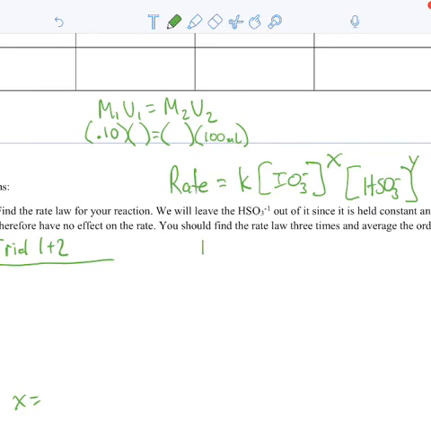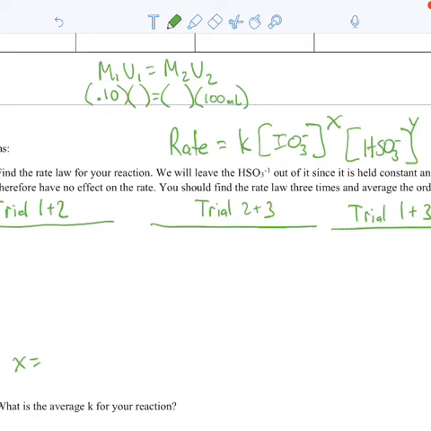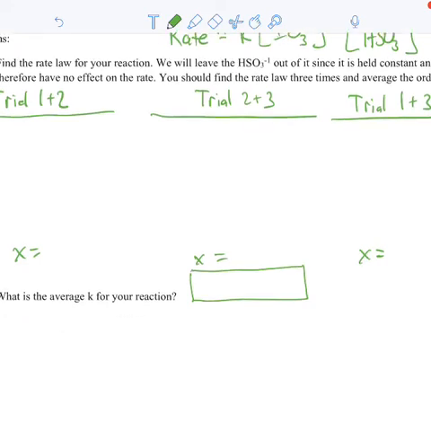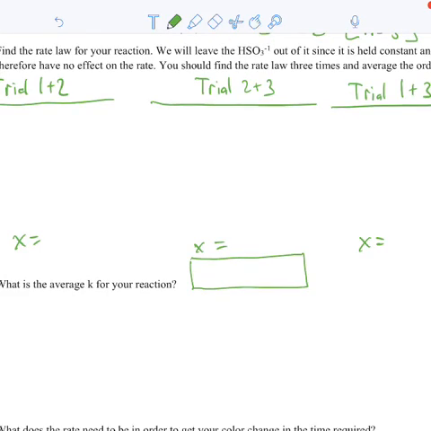And then you're going to say, okay, well, now we're going to look at trial, I don't know, let's say 2 and 3. And then you're going to look at trials 1 and 3. Okay, and so then at the end of each of these, you should have an X value, and I'd like you to average those. But somewhere I want to see a final rate law, okay? Then I want you to find the K for your reaction, okay?